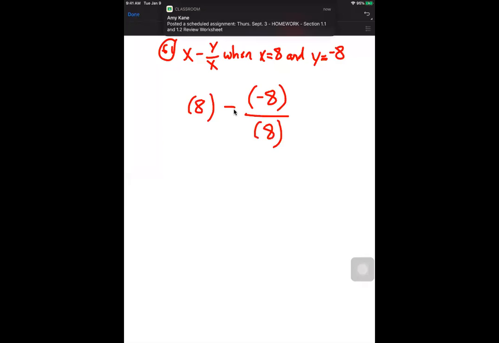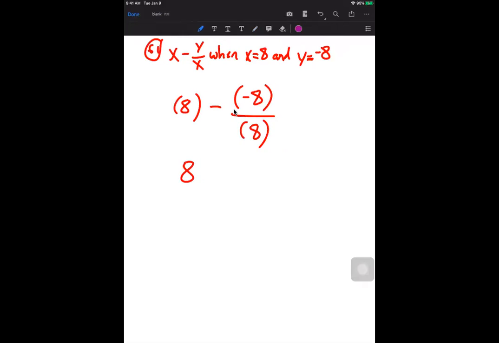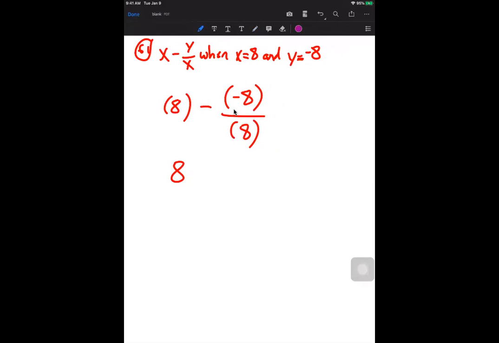Now, inside each of these, we don't really have any signs. So we could get rid of the parentheses at this point if you like. We have an 8. And now you see right here we have minus a negative. Minus a negative is going to give us a what? See how we have 2 negatives here? Positive. Good. Positive. And then we have an 8 over 8.